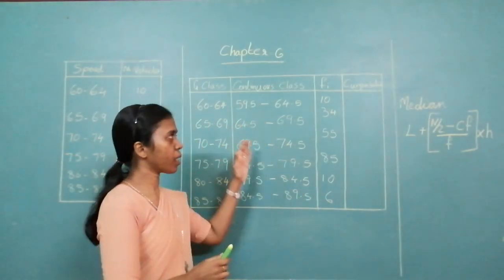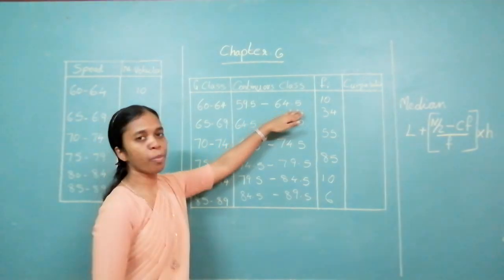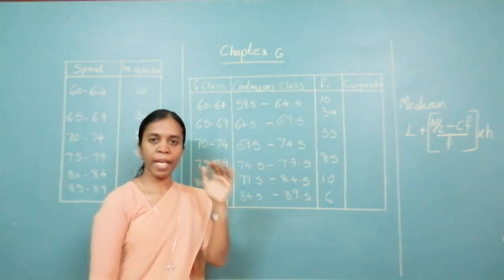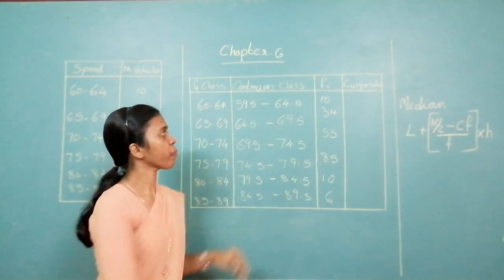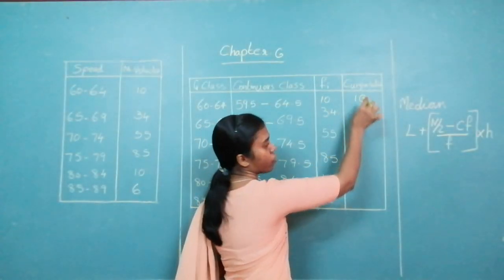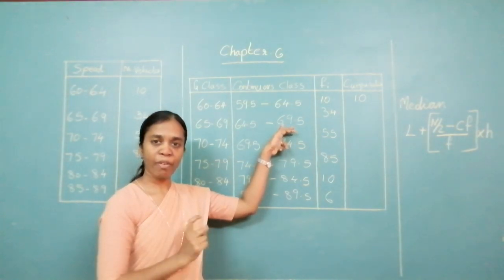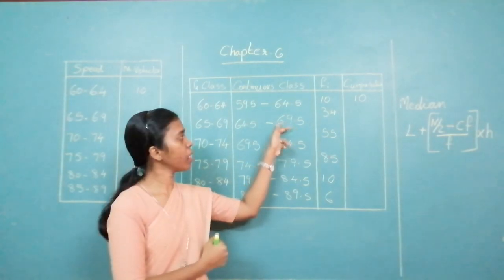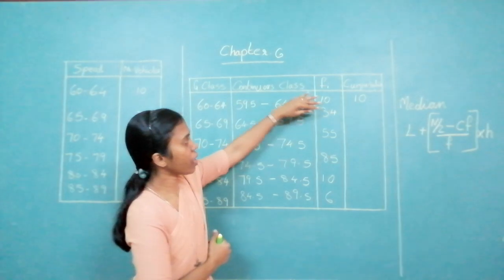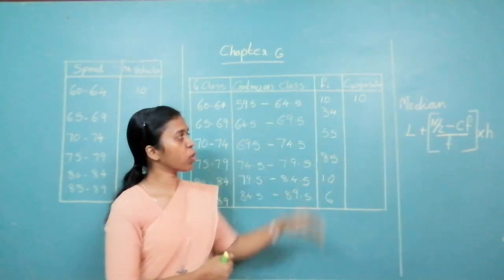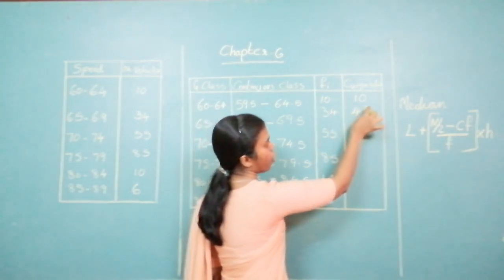Okay. Now in this case, how do we find it? I am asking you the first class interval. This is like, how many vehicles have the average speed less than 64.5? There are 10. The second one: how many vehicles have the average speed less than 69.5? When I ask you less than 69.5, even this is included and this also is there. So how do we get it? We add the previous 2 frequencies. That becomes 44.